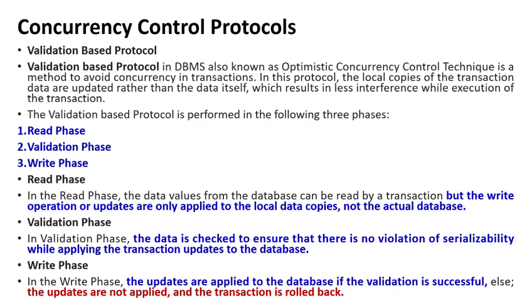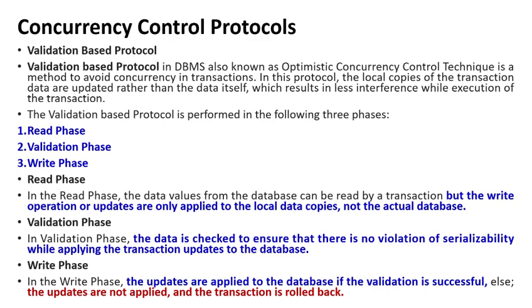Validation-based protocol in DBMS, also known as the optimistic concurrency control technique, is a method to avoid locking in transactions. In this protocol, the local copies of the transaction data are updated rather than the data itself, which results in less interference during execution of the transaction. The validation-based protocol is performed in three phases: read phase, validation phase, and write phase.